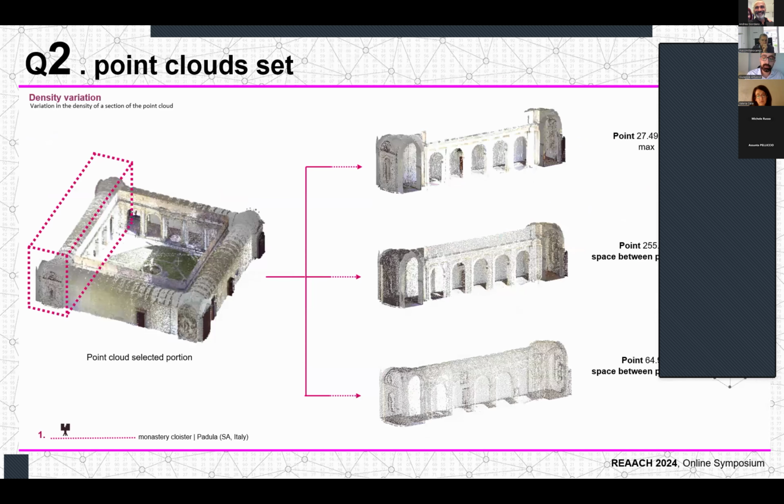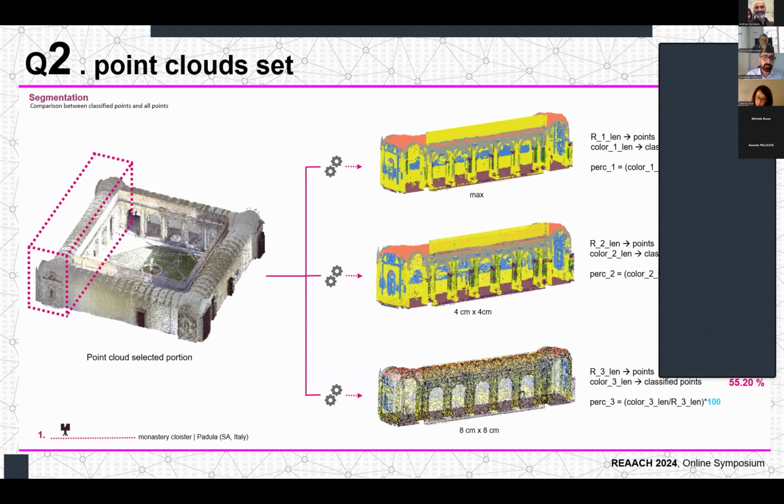To evaluate the influence of density variation in the elements recognition, a portion of the initial point cloud was subsampled with a decreasing step. The subsampled clouds were classified to estimate the total number of labeled points compared to the total number of points. A significant percentage of recognized classes is shown even by subsampling the 4 by 4 centimeter space cloud. On the other hand, for 8 by 8 centimeter step subsampling, the percentage of recognized classes decreases significantly.